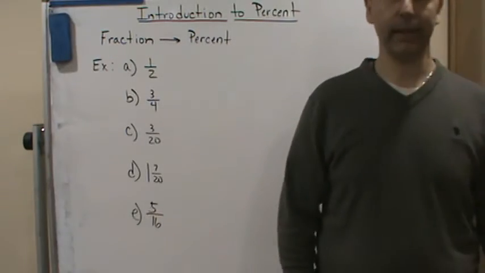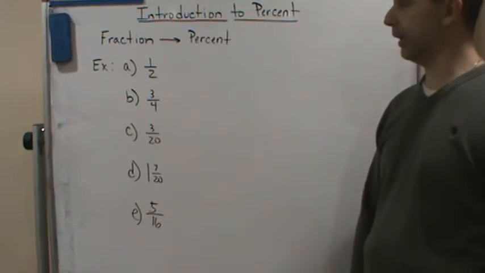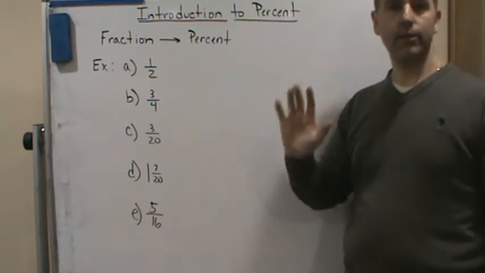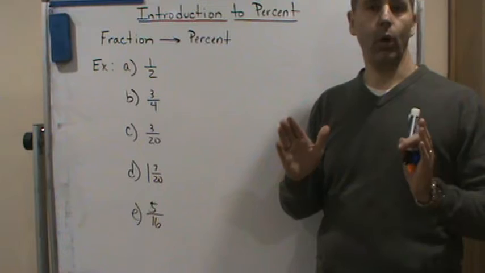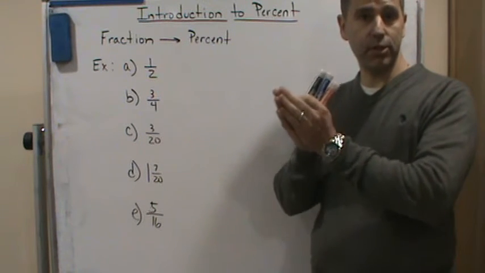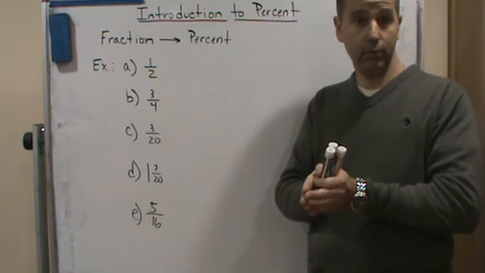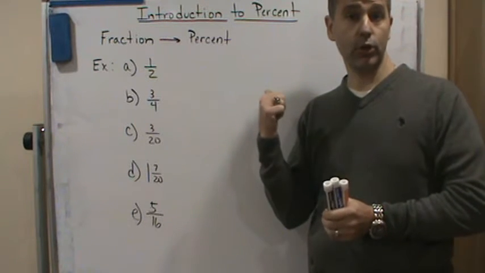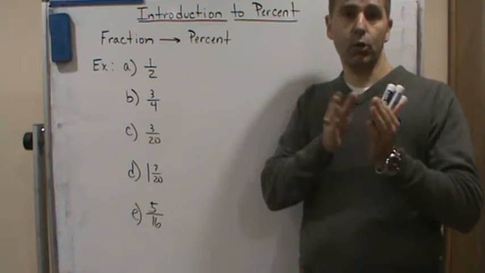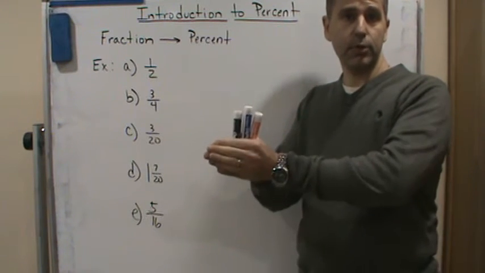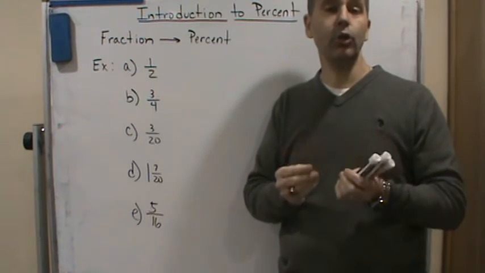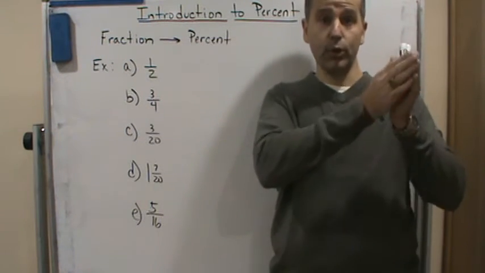Okay, so welcome back, and today we're going to start talking about how we take a fraction and write it as a percent. It's very easy too. Any fraction can be changed into a decimal by division. In the last video we showed you how to go from decimals to percentages. To go from fractions to percentages, all you have to do is that intermediate step of going to a decimal.